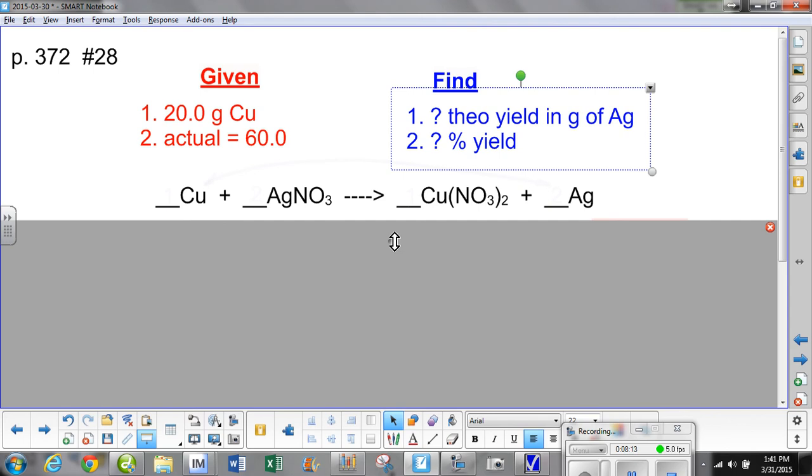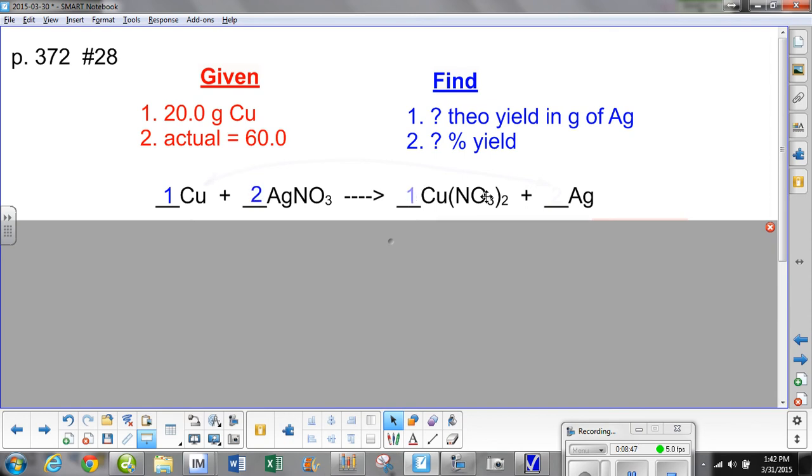I think you had to balance this one, didn't you? No. Didn't you have to balance? I think you did. Oh, yeah. Yeah, this guy. The last one was balanced for you. Okay, so let's go to Christian. Christian, what do you have in your balanced equation for coefficients? What's the coefficient for copper? Good. Okay, we're good there. How about silver nitrate? Good. And copper nitrate?